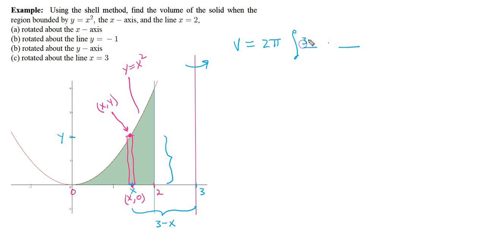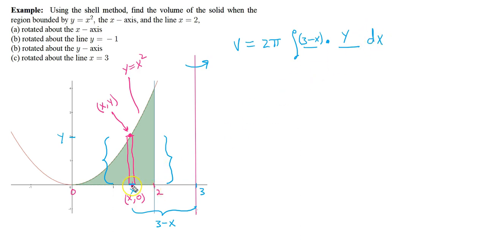So 3 minus x times, and now we need the height of the shell. So that's this distance right here, and we see that's just y still. And then we're integrating with respect to x. This axis is parallel to the y-axis. So for the shell method, if we rotate around an axis parallel to the y, we integrate with respect to the other variable, which is x in this case. And you can also see that thickness right there is a dx.